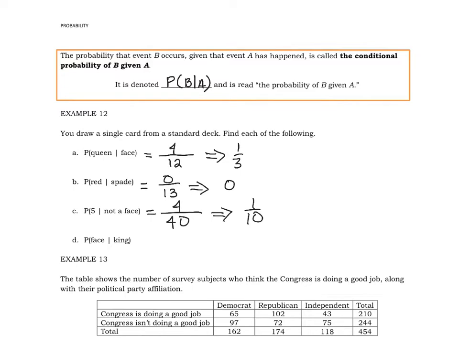All right, D, what's the probability that the card is a face card given it was a king? Well, how many kings are there? There's 4 of them. How many of those kings are face cards? Well, of all the 4 kings, all 4 of them are face cards. So that simplifies to 1.